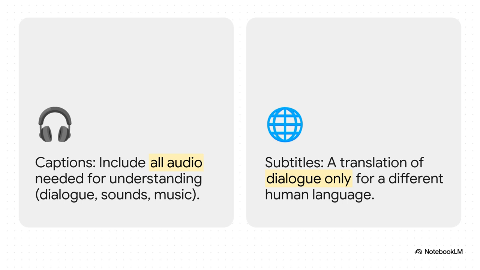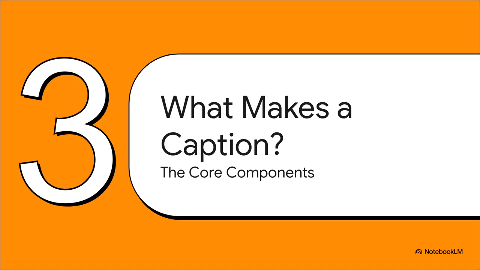And this is exactly where we need to clear up a super common mix-up. People use the words captions and subtitles interchangeably all the time, but they have totally different jobs. You see, subtitles assume you can hear everything just fine. They're just there to translate the dialogue into another language. Captions, on the other hand, assume you can't hear the audio at all, so they have to describe every single important sound.